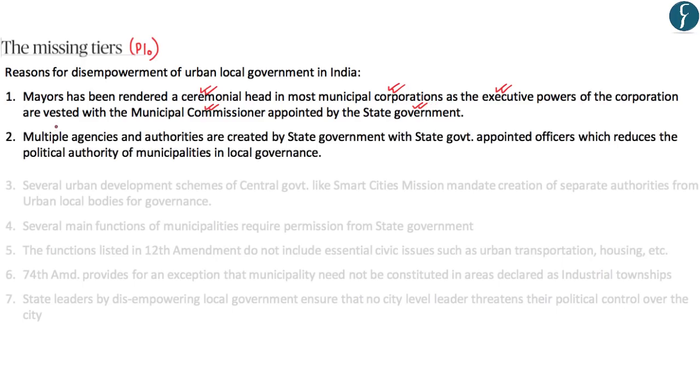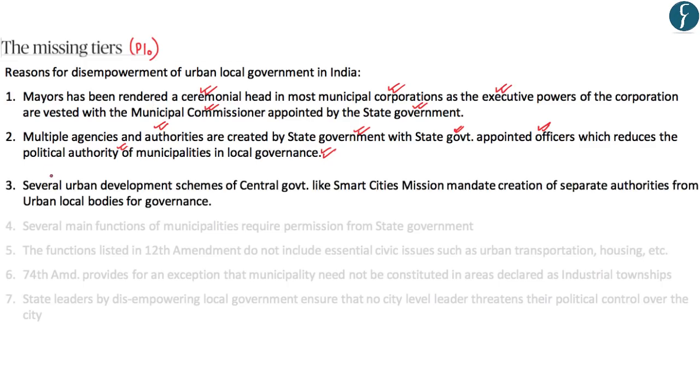The second reason given by the author is that multiple agencies and authorities have been created by the state government, and these have officers who are also appointed by the state government, and therefore it reduces the political authority of the elected representatives of the municipalities in local governance. On issues such as infrastructure, land use regulation, and different services such as water, electricity, and transport, the state governments have created multiple agencies or authorities at city levels. These issues should have been functions of municipalities, but these functions and responsibilities of local government have been vested by the state government in city level bureaucrats such as municipal commissioners.